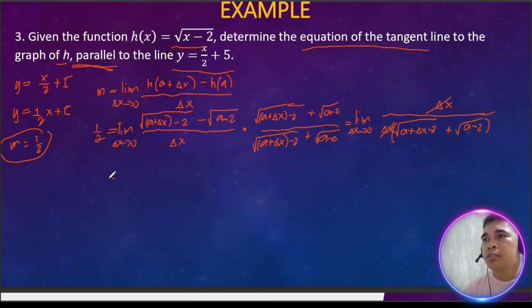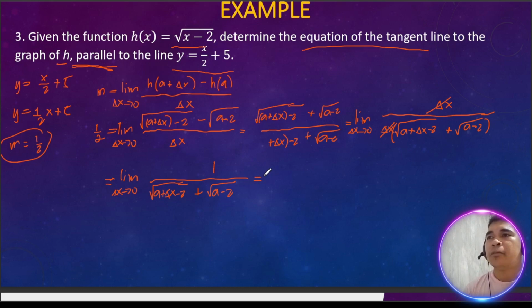So equals the limit of 1 over square root of a plus delta x minus 2 plus square root of a minus 2 as delta x approaches 0. Okay, here applying the limit. So our limit is delta x approaches 0, so delta x equals 0. So equals 1 over square root of a, with delta x as 0, minus 2 plus square root of a minus 2.